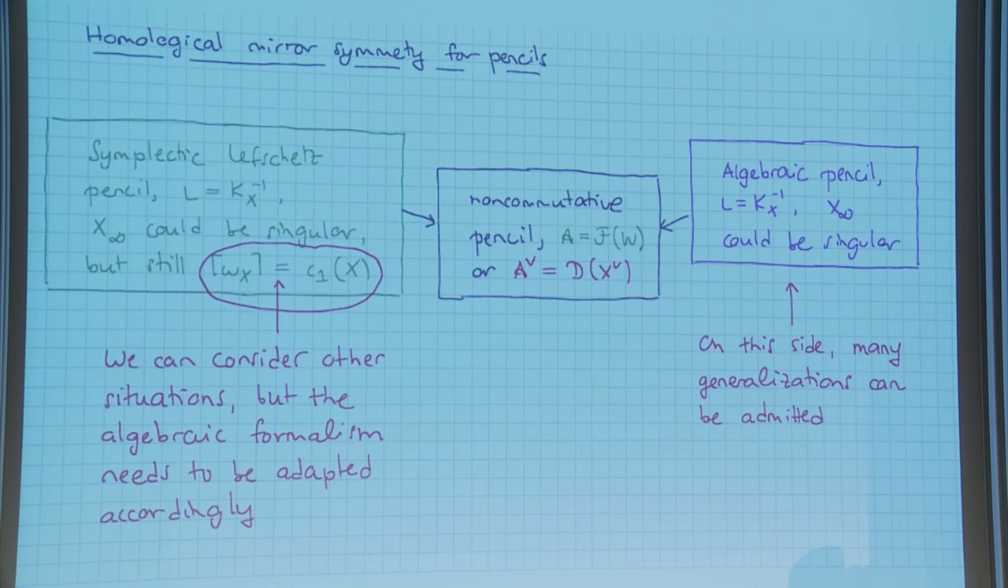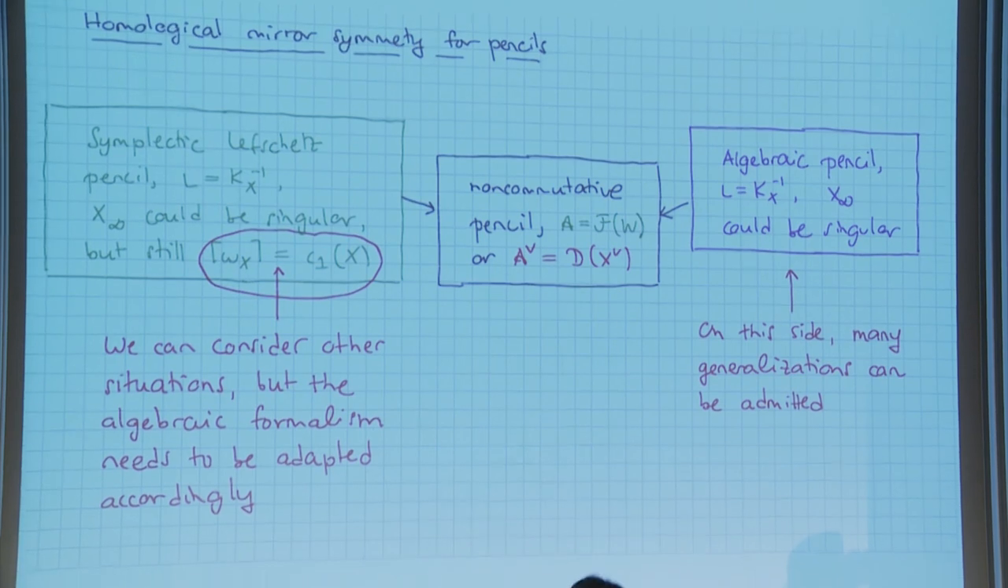So on this side here, obviously there are cases where you have a symplectic, especially if you drop this assumption here that it's an anti-canonical pencil, you get cases where the mirror is in all sorts of weird and wonderful versions of algebraic geometry. But here you can generalize things easily because it's just algebra, so there's a hope that they all fit in. I'm not claiming this right. Okay, so this is the end.